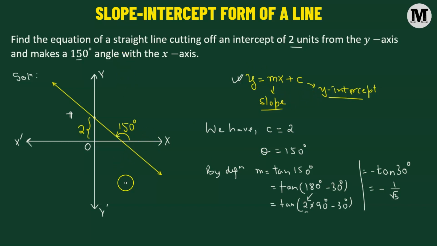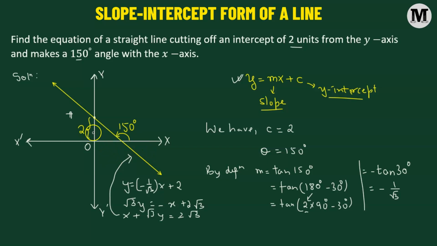So let's do that. We have y equals m, which is negative 1 over square root of 3, times x, plus the y-intercept, the c value, which is 2. Let's multiply throughout by square root of 3. So we have square root of 3 times y equals negative x plus 2 times square root of 3. If we rearrange this, we simply get x plus square root of 3 times y equals 2 times square root of 3. So this is the equation of that particular line, which has a y-intercept of 2 units and makes an angle of 150 degrees with the positive direction of the x-axis.